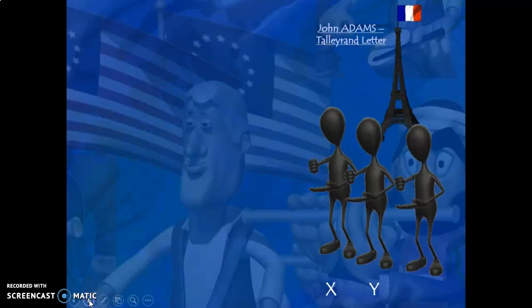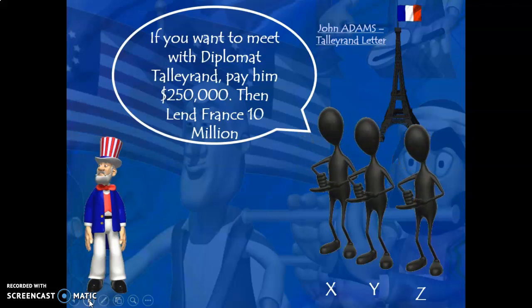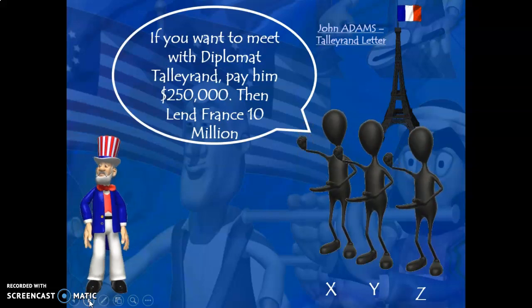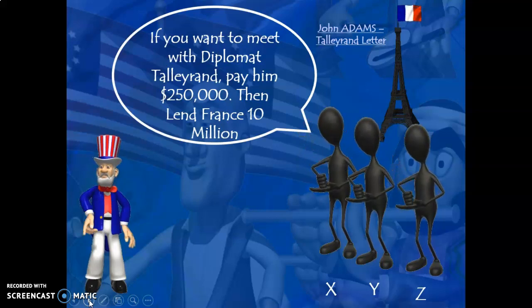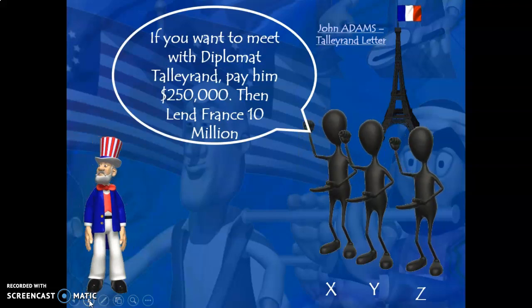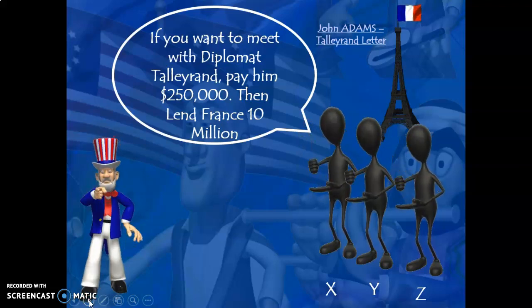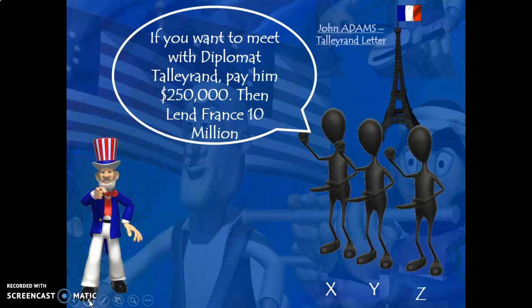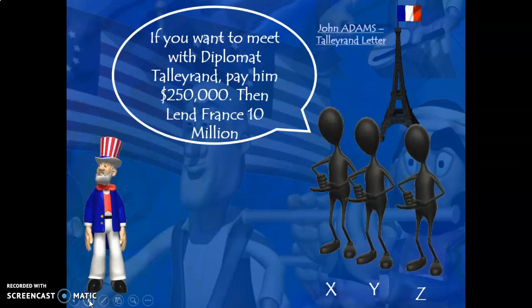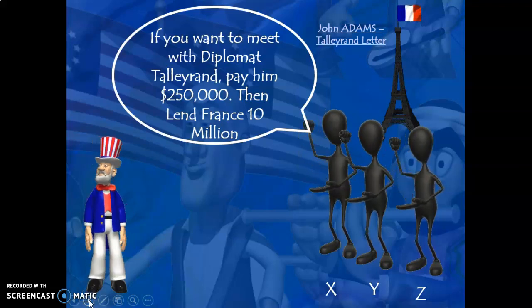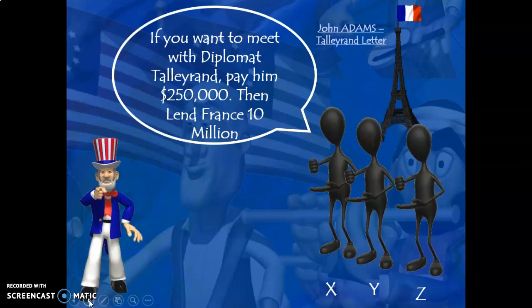So what happens is the XYZ Affair. And what this is, if you want to meet with the diplomat to the U.S., that would be Diplomat Talleyrand, you had to pay him $250,000, and then you had to lend France $10 million. Once again, remember the Jay's Treaty was all about financial issues and money and stuff. So the French are going to play the same game, but they're going to bribe us.